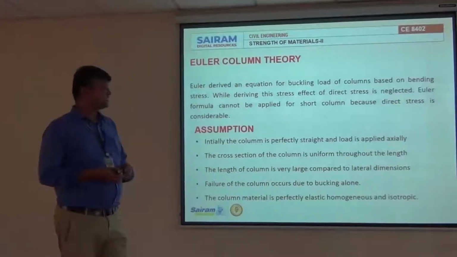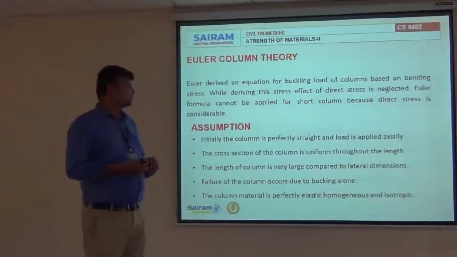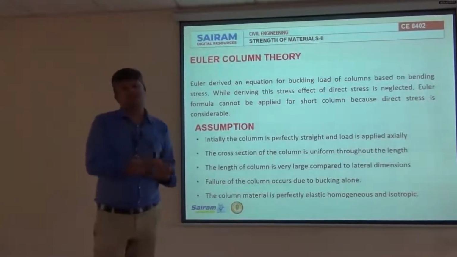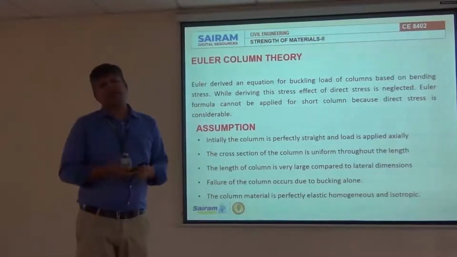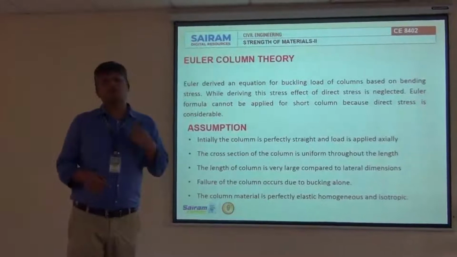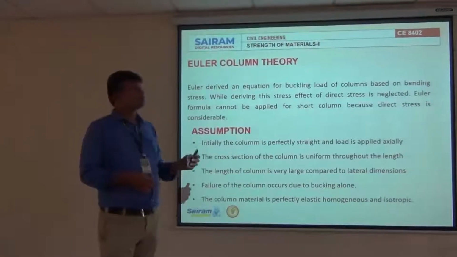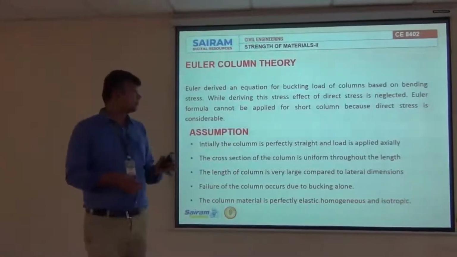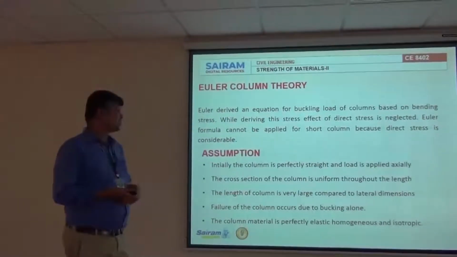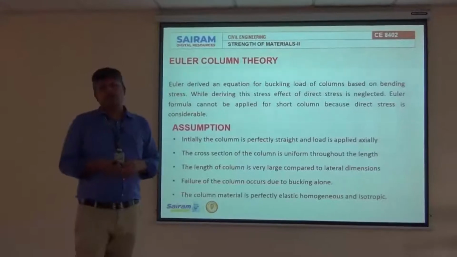Assumption: initially the column is perfectly straight and the load is applied axially. There are three types of loading in a column: the axially loaded column, the axially loaded column with uniaxial moment, and the axially loaded column with biaxial moment. Euler column theory is applicable only when the load is applied axially. The cross section of the column is uniform throughout the length.